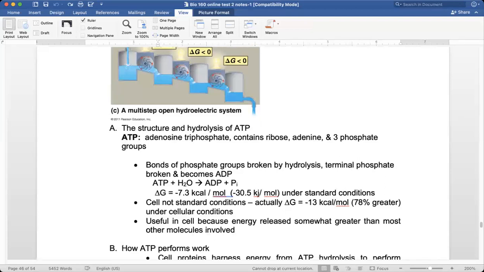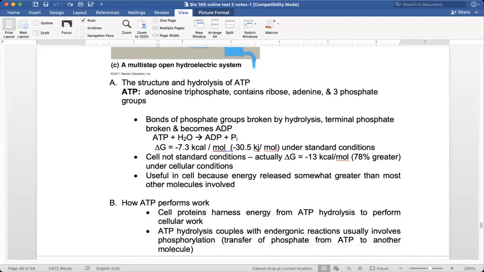So how the cells are going to release energy is they're going to store it in ATP. So it's adenosine triphosphate. It's got a ribose, adenine, and 3 phosphates on there. It works well to store energy because what's released is usually greater than most other molecules involved.